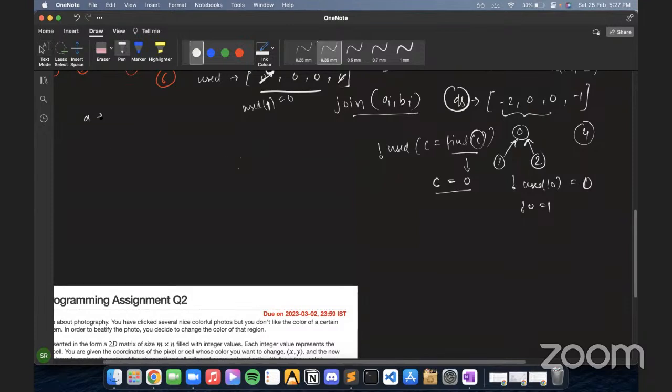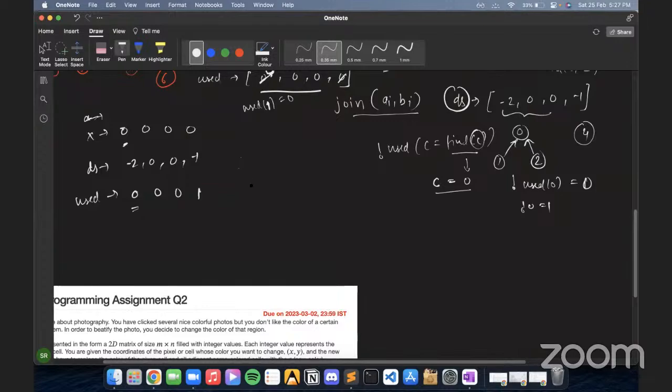Finally, if X was 0 0 0, DS would still look like -2 0 and -1, and our used array would look like 0 0 0 and 1, right? Because it's not fixed at this position. X1 is not fixed. It would look like this.